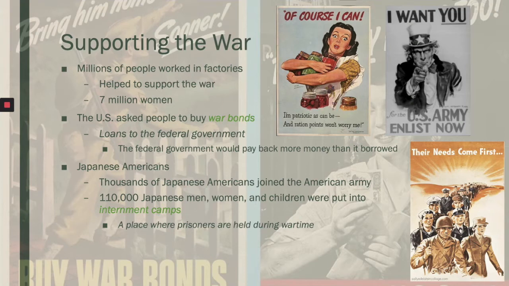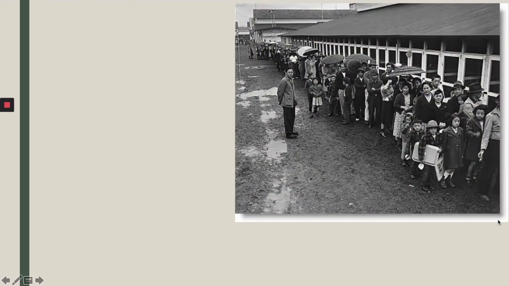So internment camps, you can write that down: a place where prisoners were held during wartime. Here are some pictures of the internment camps.